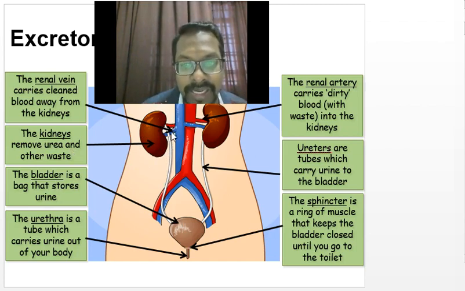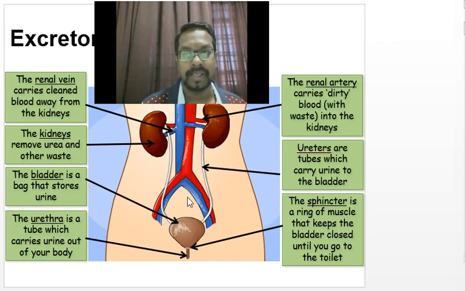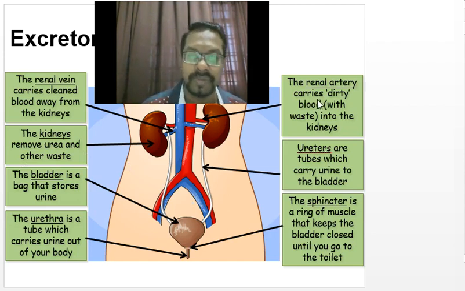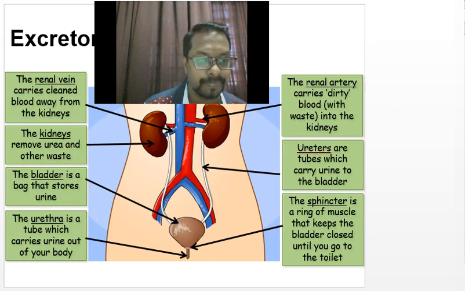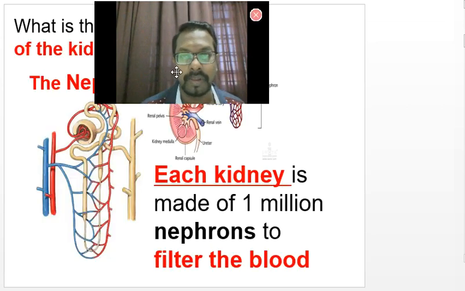And here we have the renal vein. The renal vein carries clean blood away from the kidney. Whatever is clean goes out, and whatever needs to go to waste goes here and out of the body. Clear? This diagram is important. Normally they will ask you to label it and give the functions.